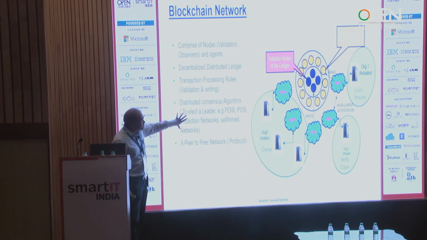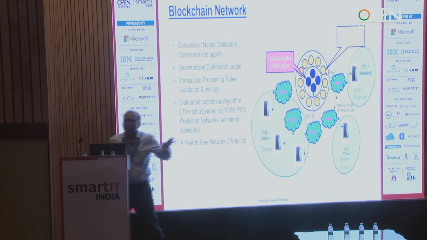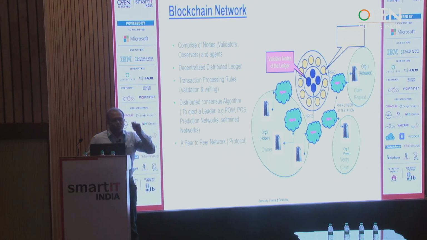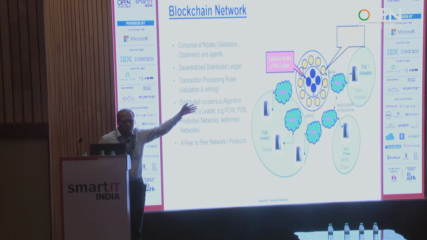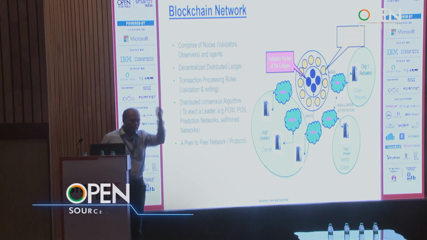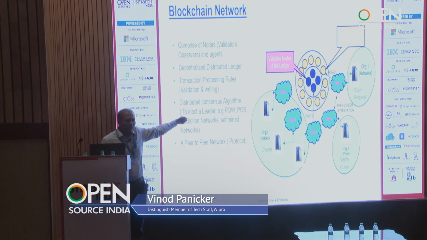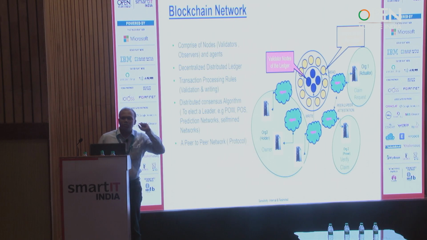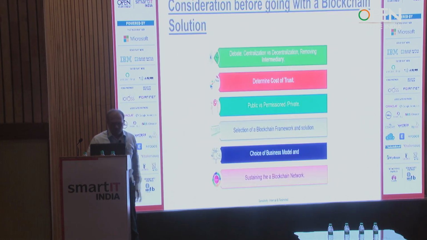The next piece is an algorithm. It is the algorithm which determines who is going to write onto this network. Everybody cannot write onto a blockchain network. The person who can write onto the blockchain network is determined by this algorithm. The last thing is, we talked about pseudonymity, encryption. That is where it has to be peer-to-peer. So the last thing is the peer-to-peer network bit.